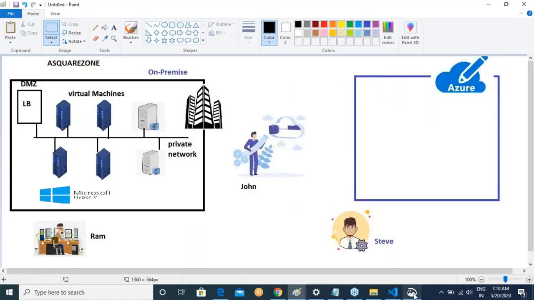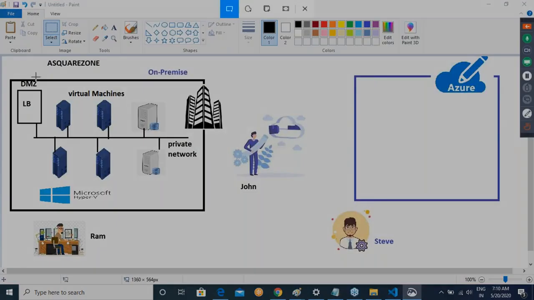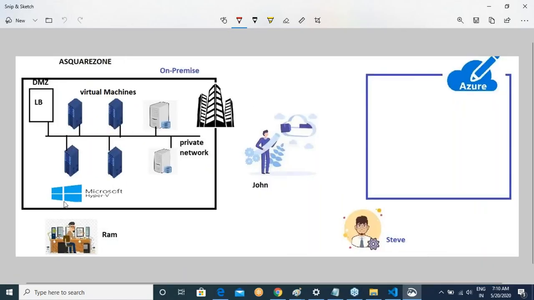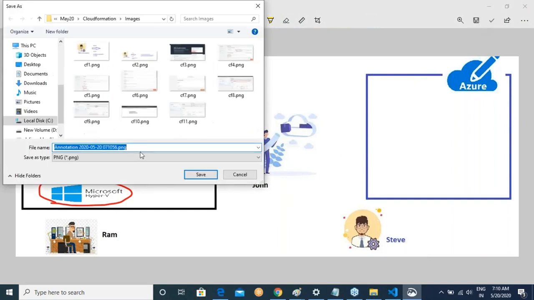Let me try to preserve this. So in this Microsoft Hyper-V, and on top of Microsoft Hyper-V, you have all of this.